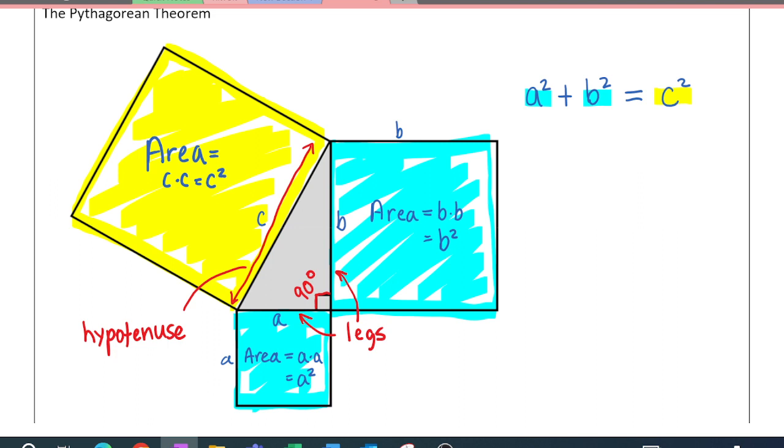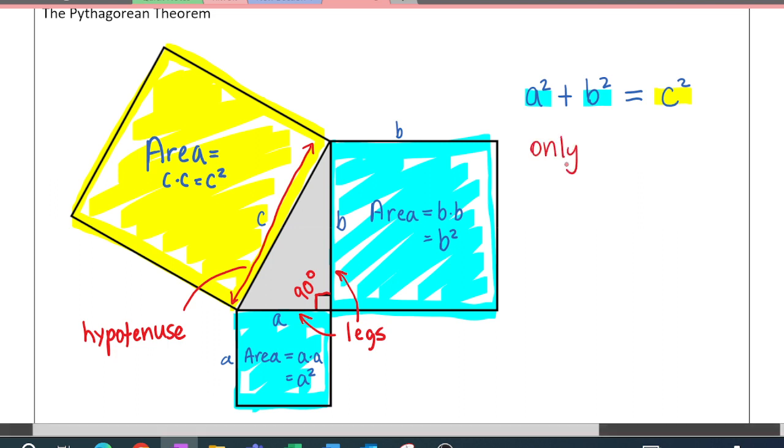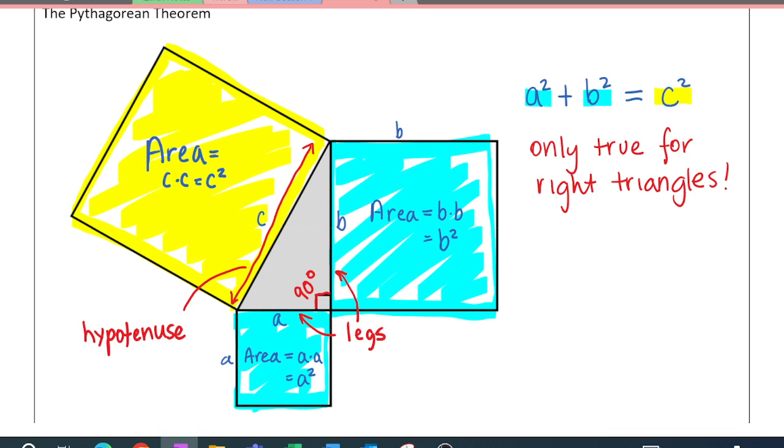Area of the blue square plus the area of the other blue square equals the area of the yellow square. So this is only true for right triangles. This relationship does not hold for any other type of triangle. So what we're going to work on today is using this relationship to determine if we have a right triangle or not. Because in the real world, you don't always have a protractor on you, and you can't always measure angles. But sometimes it is easier to access a ruler, and so sometimes we do know the side lengths, and we can use those to see if we have a right triangle or not.